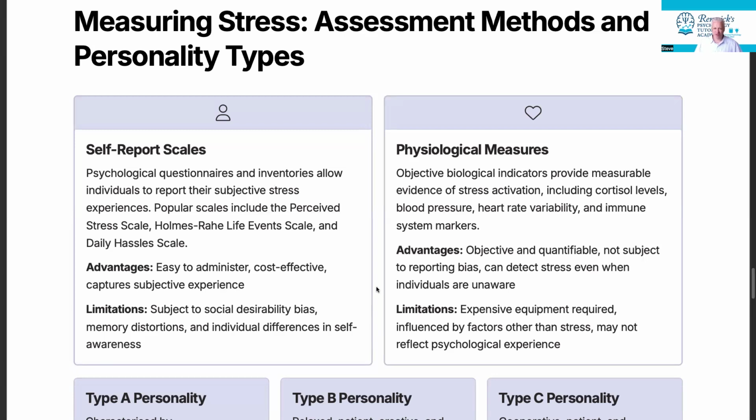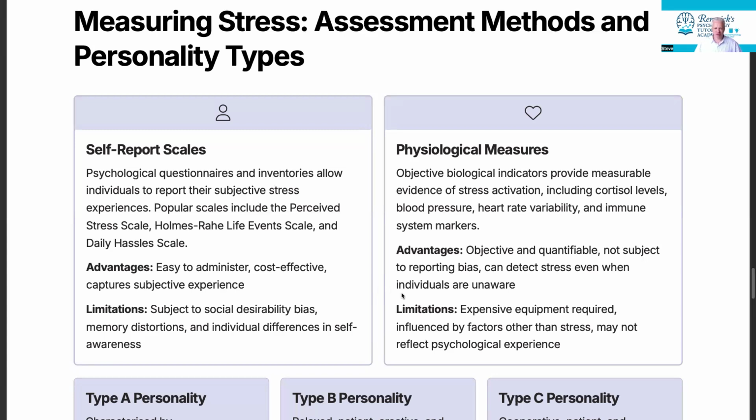Physiological measures for stress. You've got biological indicators. You can measure blood tests, cortisol levels, blood pressure, heart rate, immune system. The good thing about that is it's objective and quantifiable, and it isn't subject to any bias really, or reporting bias. The downside is you need the equipment and obviously the trained professionals to do it.